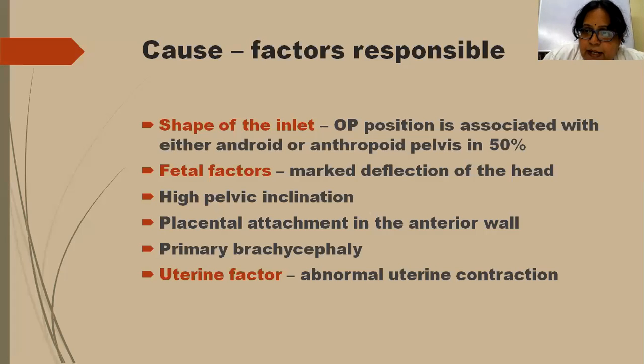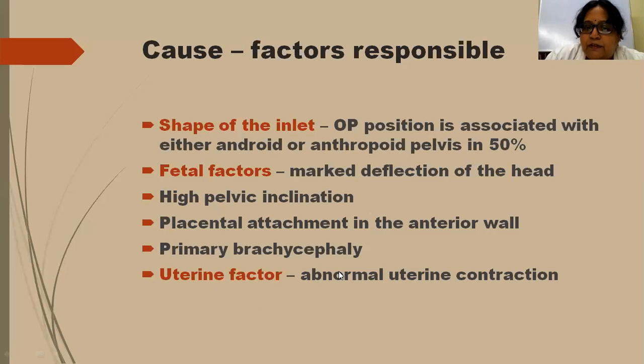And when the placenta is attached on the anterior wall of the uterus, what happens? The space for the fetal head when it engages is reduced. So it engages in the occipito-posterior position. And even in primary brachycephaly.